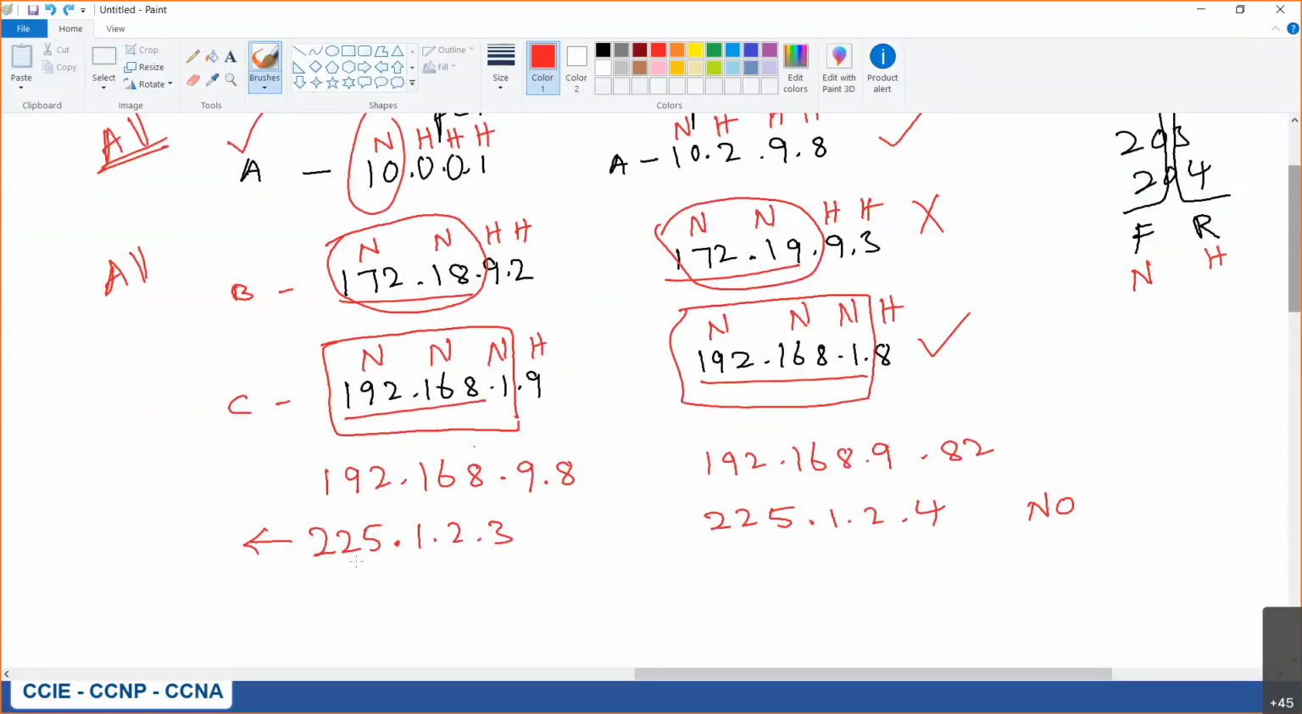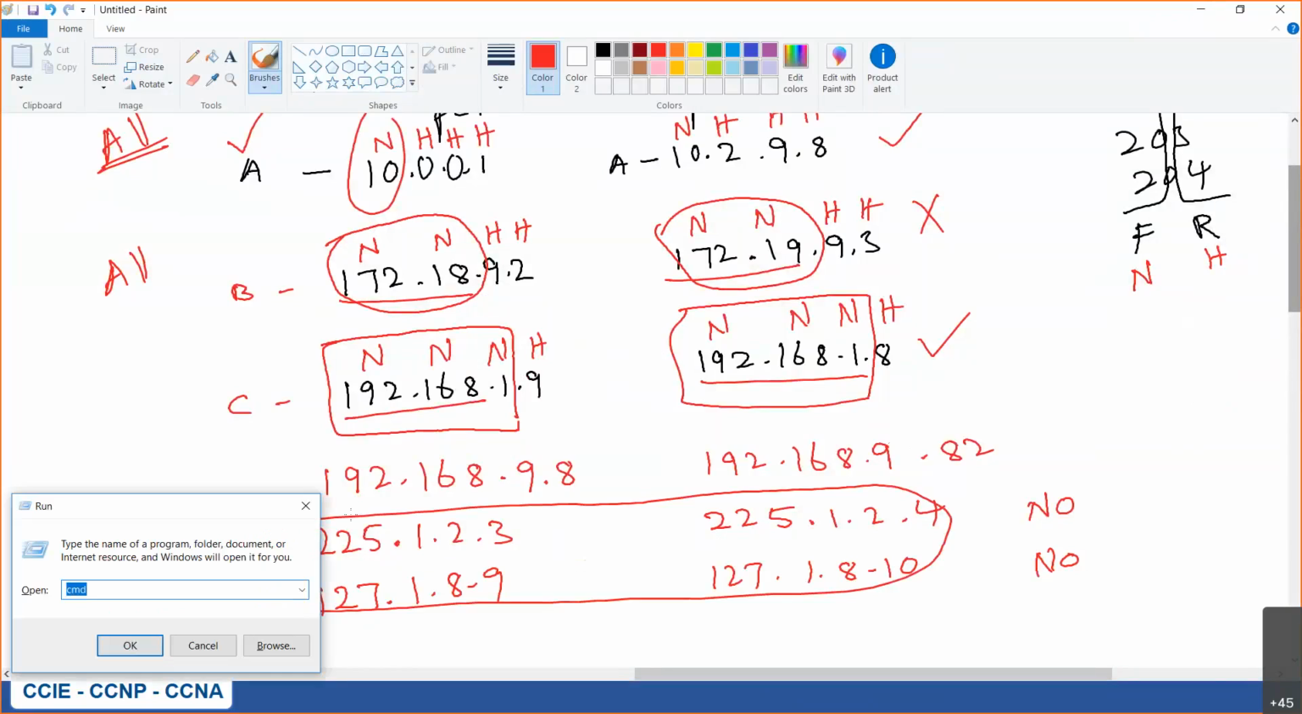Okay, next example. 127.1.8.9 here, and 127.1.8.10. Will they communicate now? No, because these are reserved for loopback. So these addresses we cannot use.